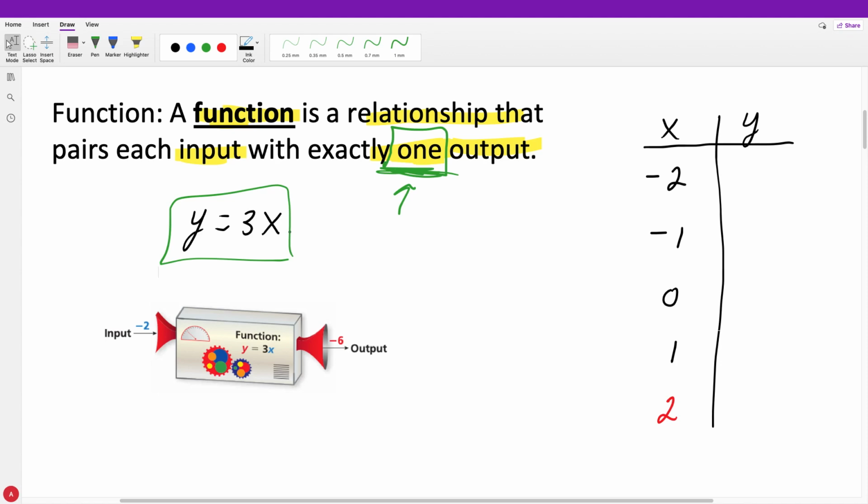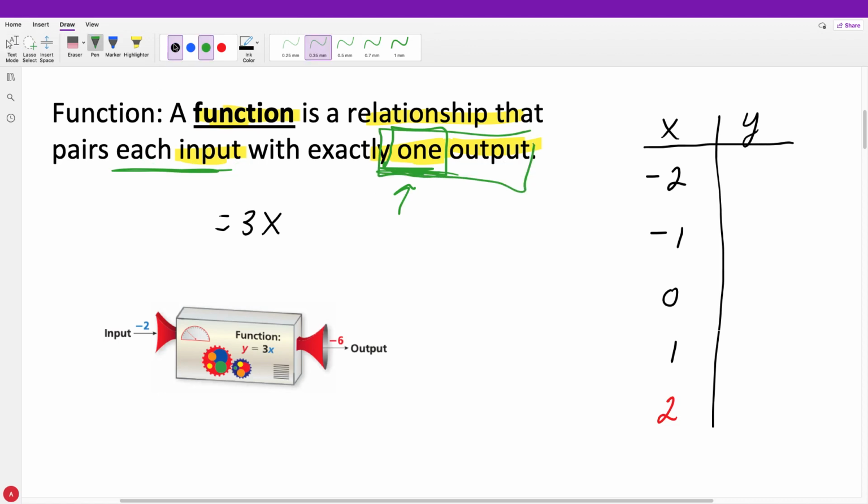We substitute for our x value, or what we can input. All right, so just remember, and this is the main thing, a function is a relationship that pairs each input with exactly one output. So when we substitute in for x, there's no questioning about what the value will be. We get just one in return.